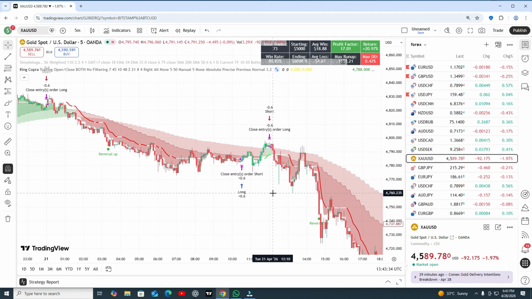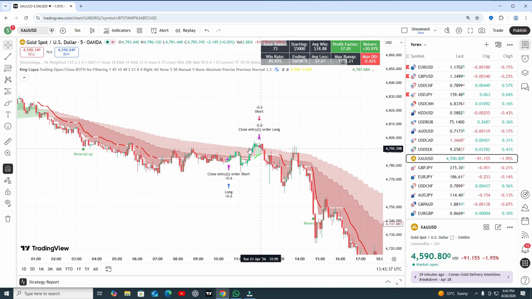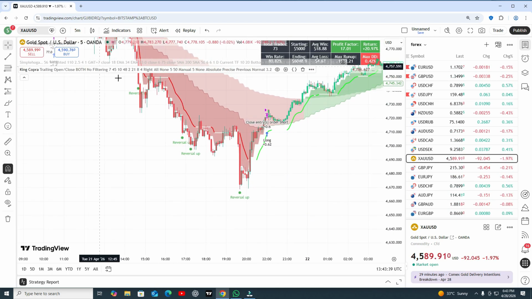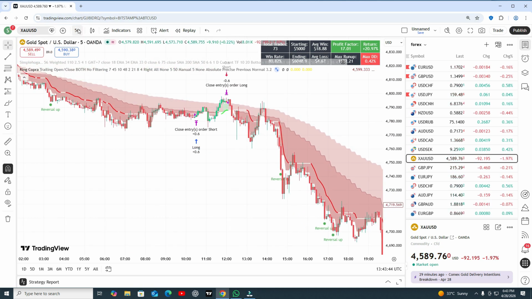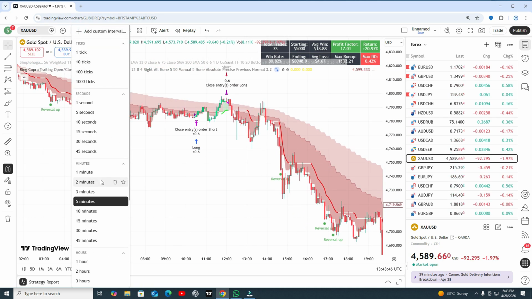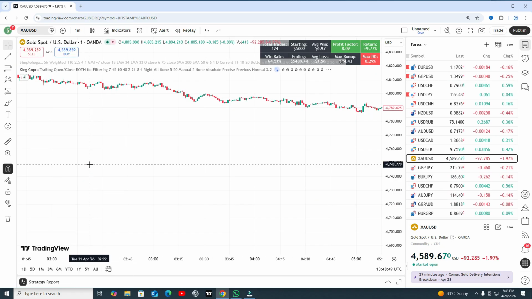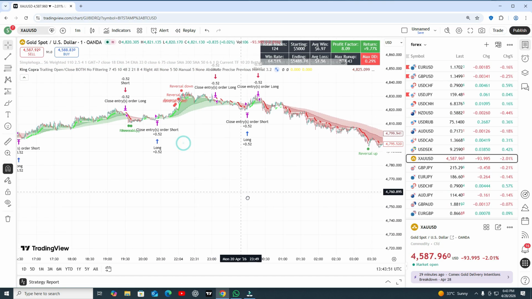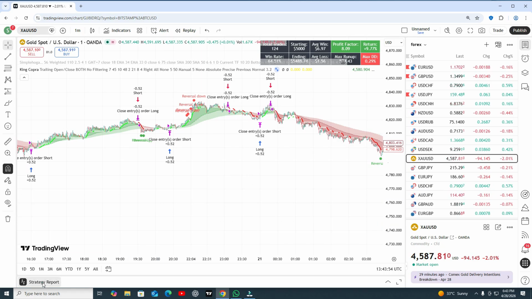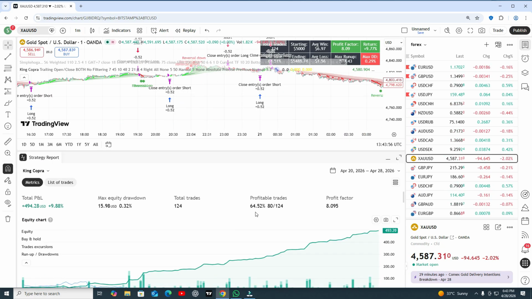The buy signal gave a very small profit, and then the short signal gave a really good one. If you want to see the results in the 1 minute time frame, let me show you. In the 1 minute time frame, you can see the accuracy win rate is 64%. That is actually good, not bad at all. The drawdown is very small, and the profit factor is 8.095. That is actually good, not bad.